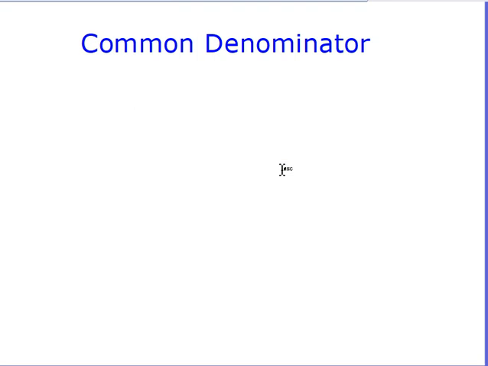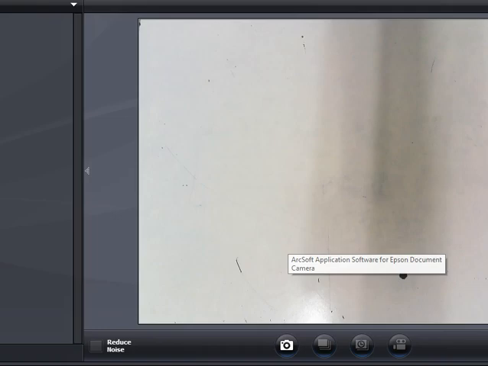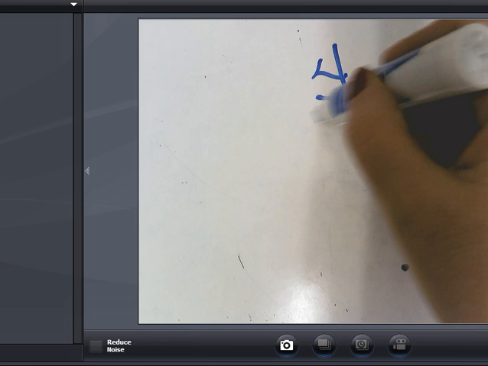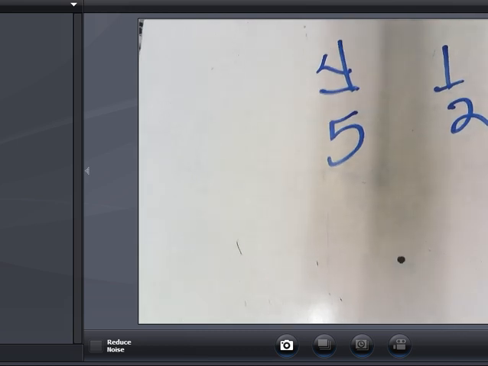Okay, boys and girls, we're going to work on common denominators. This will help you with simplifying fractions because we're looking for a common denominator. So grab out your piece of paper and we're going to write some fractions. And if I wrote 4/5 and 1/2, what common denominator do they have?